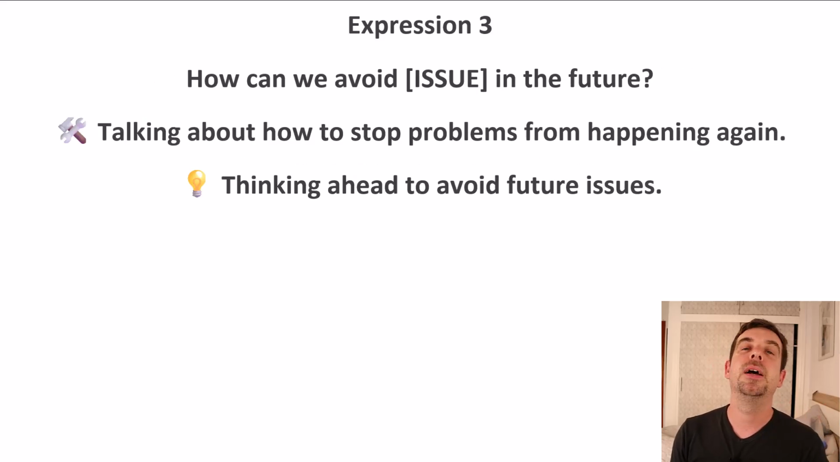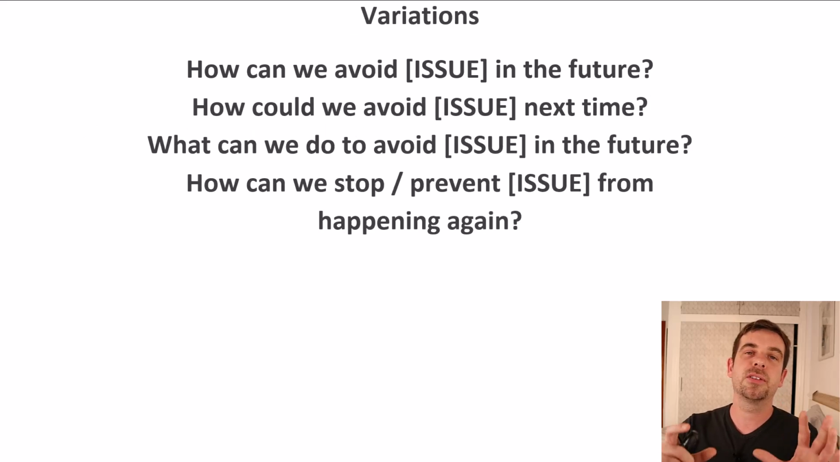Expression 3. How can we avoid issues in the future? And "issue" is another word for problem or obstacle, something you have a problem with, right? So it's talking about how to stop problems from happening again and thinking about how to avoid future issues. Here we have some variations: how can we avoid issues in the future? How could we avoid? Again, very similar in meaning.